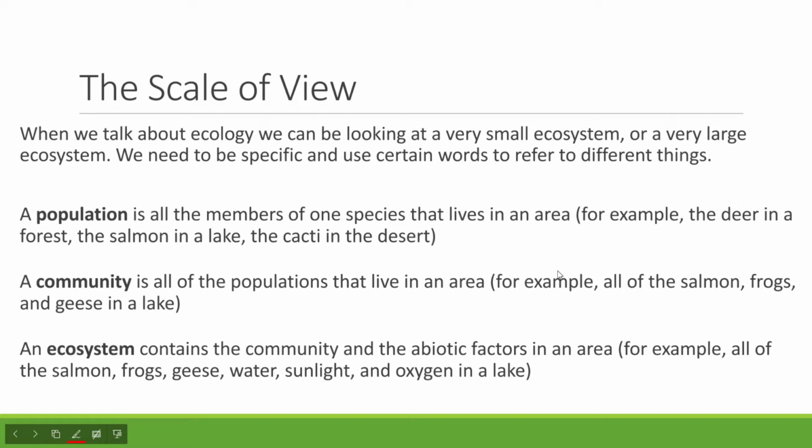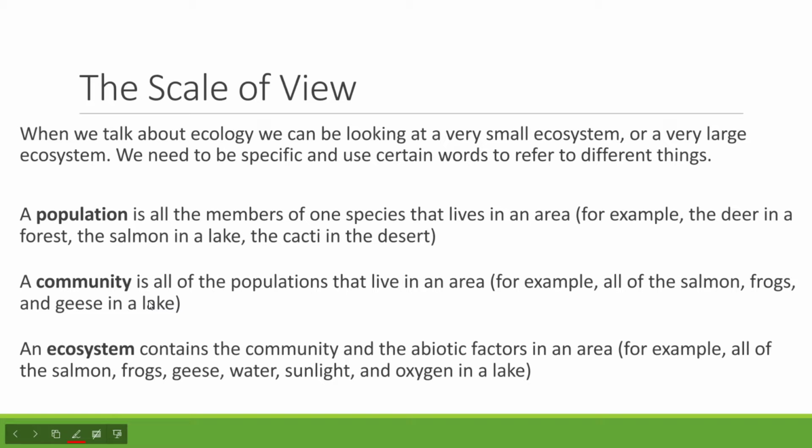When we zoom out and we look at community, then we look at everything that is living, right? So all of the biotic things in an ecosystem. So, for example, I took the salmon in the lake, right? We're not looking at just the salmon, now we're looking at the frogs and the geese and the other little fish and the plankton and the algae and the rest.